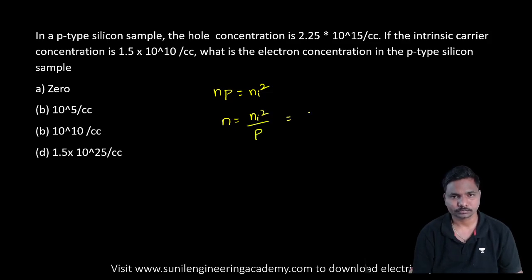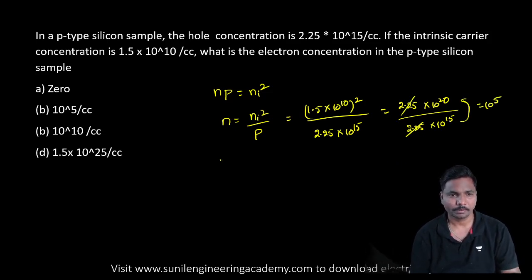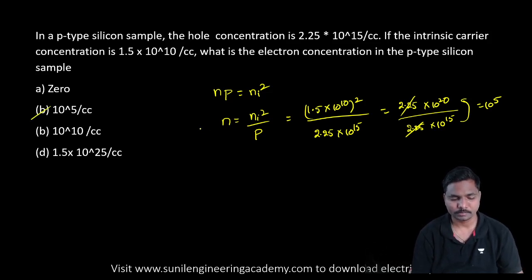Ni square, intrinsic concentration 1.5 into 10 power 10 whole square by P, which is nothing but 2.25 into 10 power 15. So 1.5 whole square means 2.25 into 10 power 20 by 2.25 into 10 power 15. Okay, so this one cancelled out, and 10 power 5 remains. 10 power 5 is answer option B. Coming to the next question, guys.